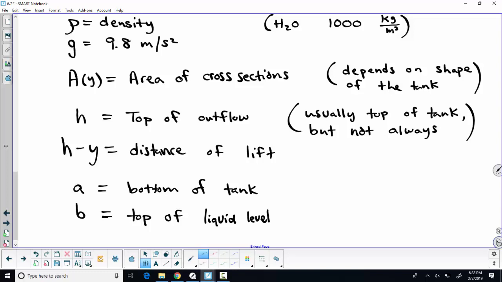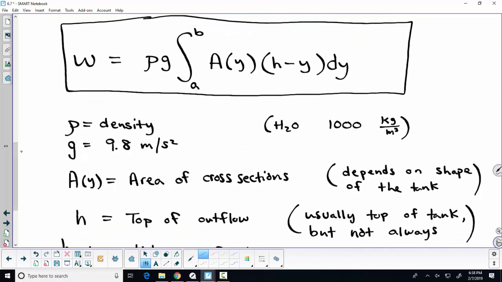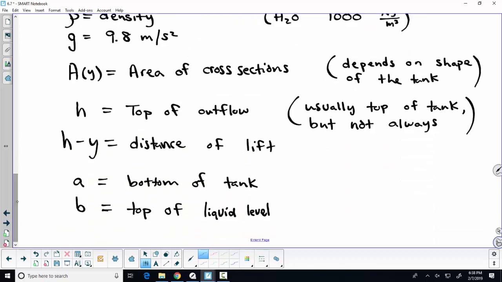You'll notice in that formula for the work done, there are only two things we need to find. Only two things vary. The h minus y portion, which is strictly determined by the height of the tank or the outflow. The tricky portion in a lot of instances is finding the area of the cross sections, just like at the beginning of 6.3, where we had to find the area of the cross sections that gave us that volume. So that's usually the trickiest part. Everything else is usually very straightforward. All right, do y'all have any questions on that?